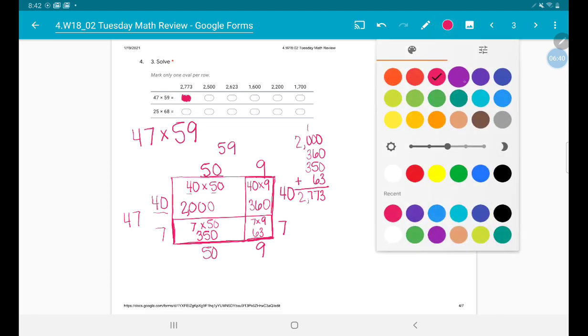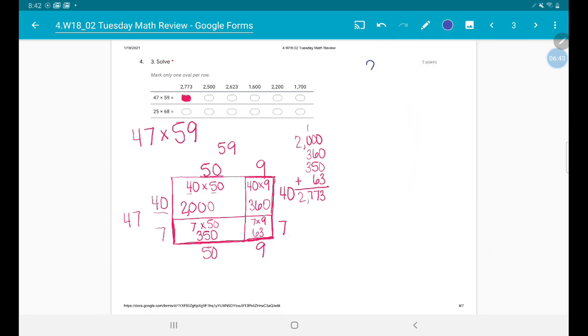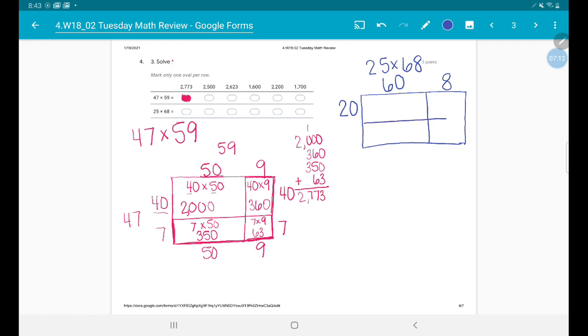I'll change colors just to keep everything separated. Next, we need to do 25 times 68. I'm going to set up an area model to solve that one as well. 68 is the larger number, so it's going to go on my longer side. If I split 68 into expanded form, I would have 60 and 8. This side will be 25, so I'll break it into 20 and 5. Remember, by definition of a rectangle, I know that the opposite sides have to be equal.